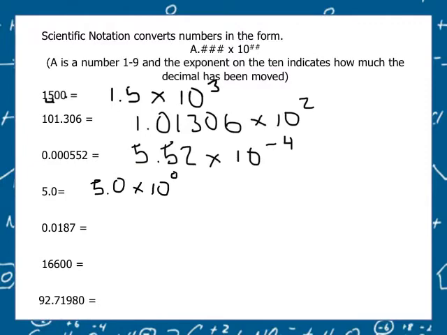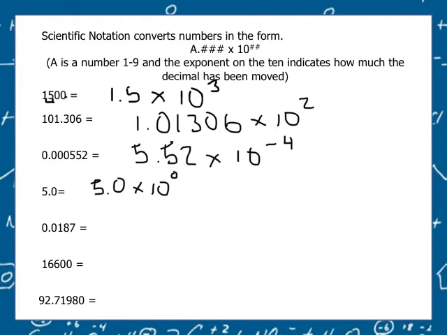A lot of students would make the mistake of saying times 10 to the 1, but that's not right because 10 to the 1 is 10, and 5 times 10 to the first power is 50, and so that's not the same as what we had. So it's actually 5 times 10 to the 0 because any number to the 0 power is 1.